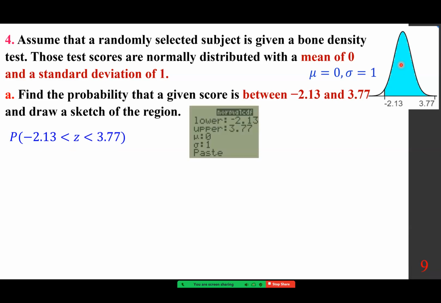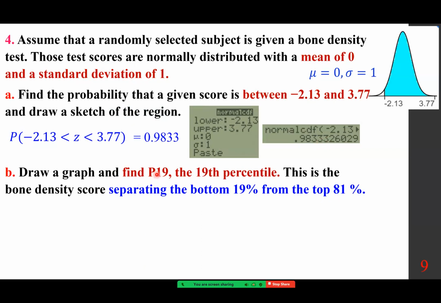So the lower value for normal CDF, cumulative distribution frequency, is negative 2.13, and the upper is 3.77, mu is 0, sigma is 1. And if you put it in, it results in this number. If you go with 4 decimals, 0.9833, the next digit is 3, so it doesn't change. Because this is number 3, this remains unchanged. So when you do the rounding, you must do it accordingly.